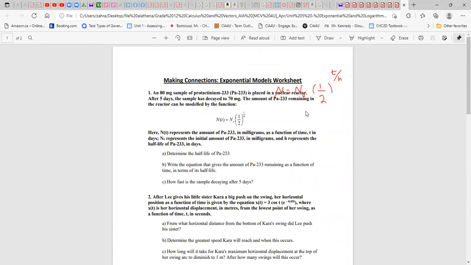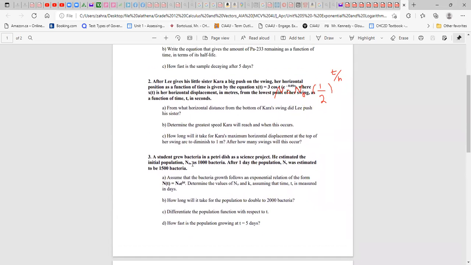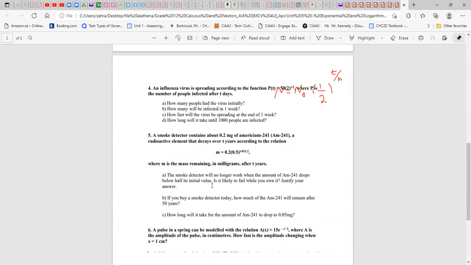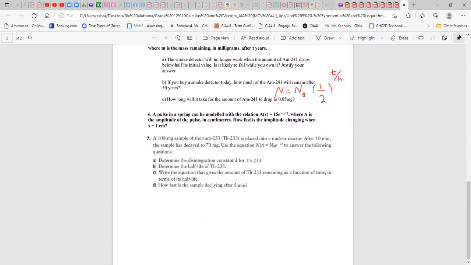So for the worksheet, you can do question number 1, question number 2, 4, and 7.